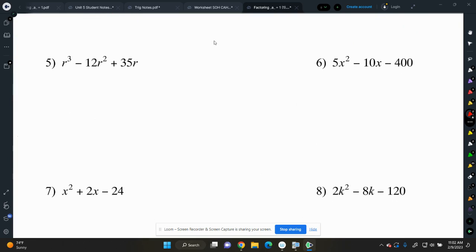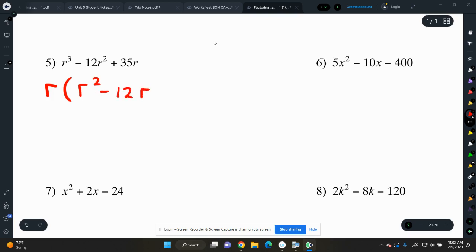Number 5, Najee. Can you write an answer? What did you do? I factored out R. Okay, factor out a greatest common factor of R. And what are you left with? R to the second minus 12R plus 35. Good.